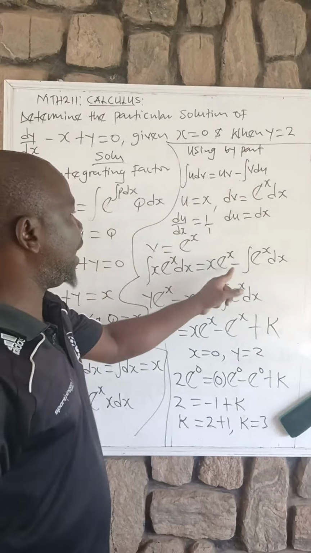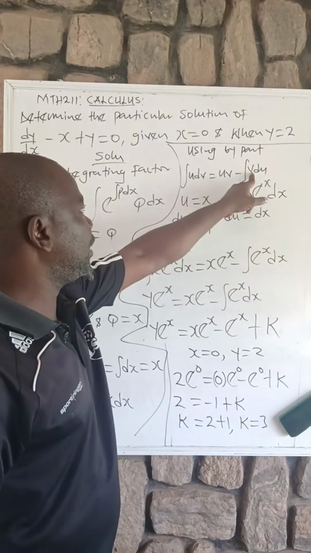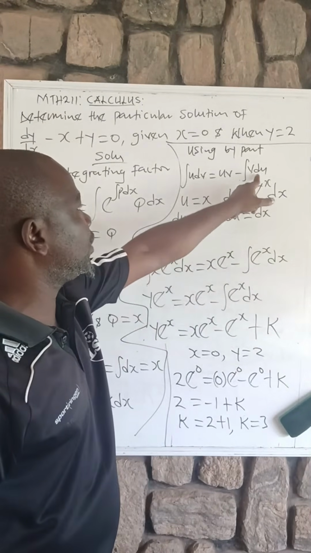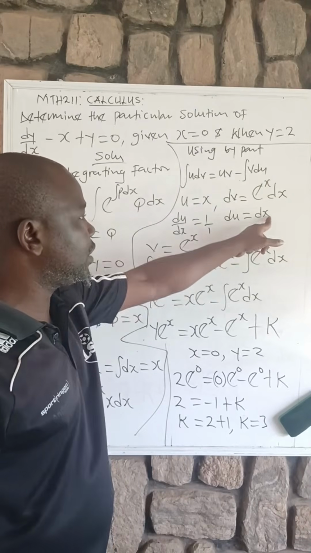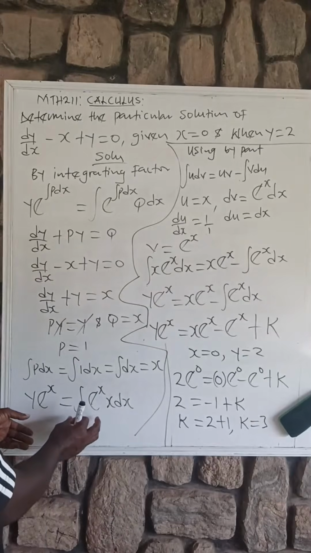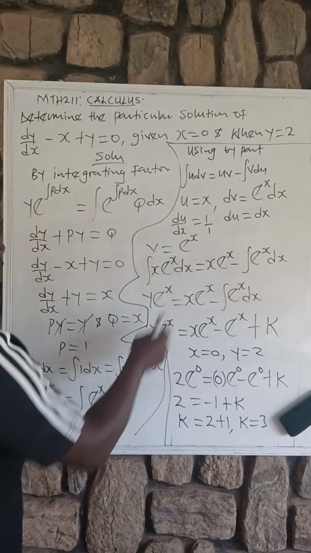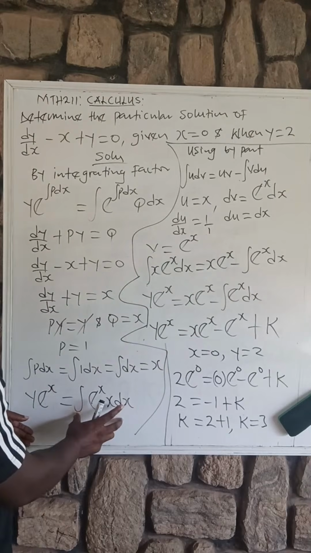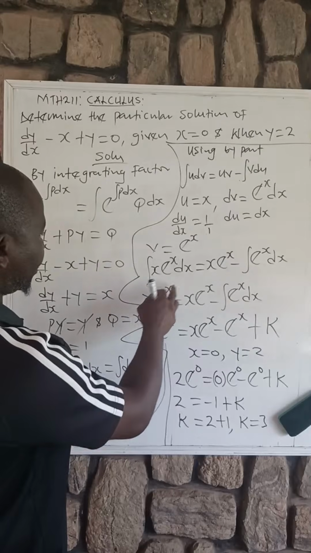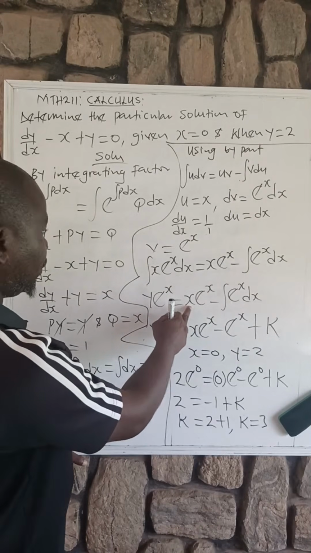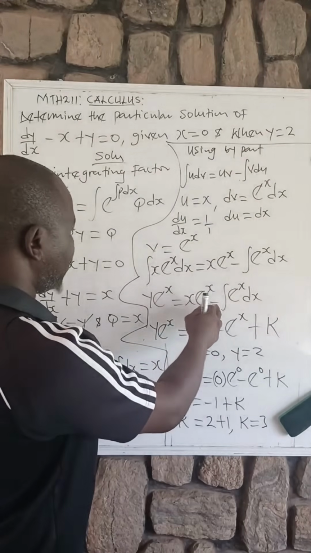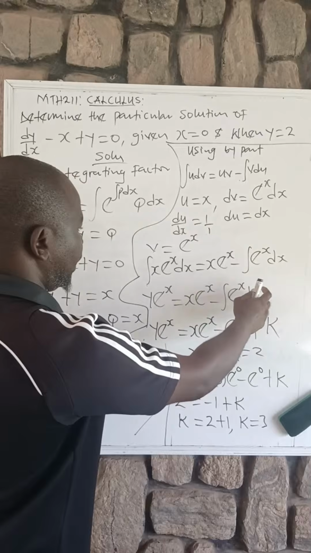Now what do you have? Minus integral. What is ordinary v? Is exponential what? X. Then what is your du? Your du is the dx. Can you see it? So now, as it is, we obtain this from here. So we have to write y exponential x equals x exponential x minus integral exponential x dx. True or false?